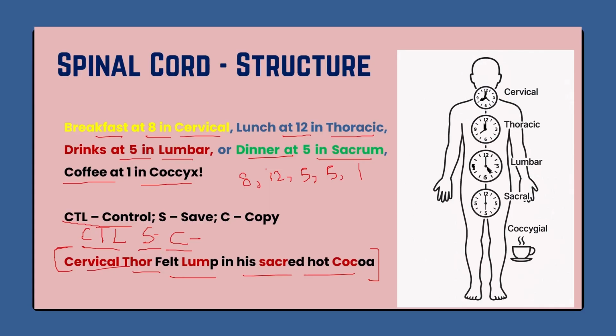So cervical Thor felt lump in his sacred hot cocoa, where cervical is the first part, thoracic, which here I am representing by Thor, is the second part. Then what did Thor feel? Lump for the lumbar in his sacred, which is sacral, hot cocoa. Cocoa stands for coccygeal. All right, you can pause here, think about it, which you find easy. Okay, so you can have dinner at 8, lunch at 12, drinks at 5, or dinner at 5, and late night coffee at 1.